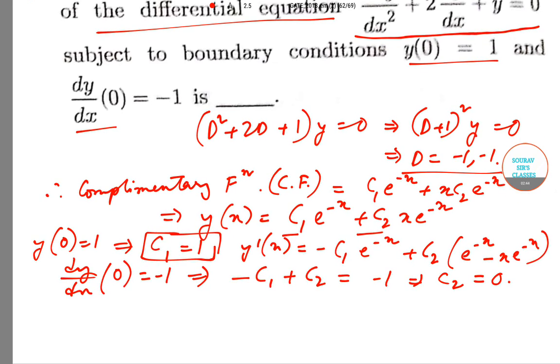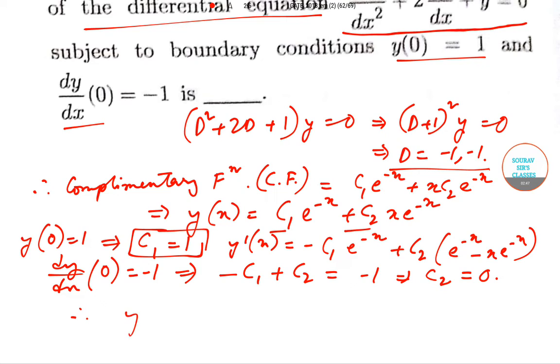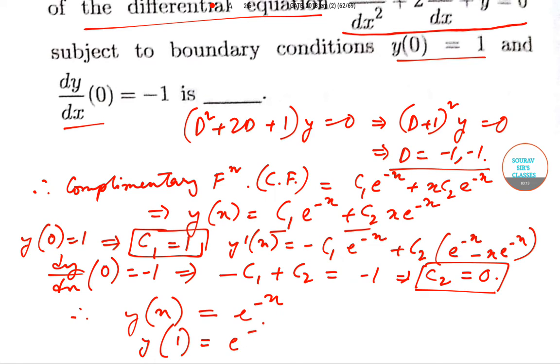So if this is the case, then we can write that y of x is equal to, C1 is equal to 1, so this is equal to e to the power minus of x, and C2 is 0. So y(x) is equal to e to the power minus x. So now we need to find out y(1). So y(1) is nothing but e to the power of minus 1, which is equal to 1 by e, and which is equal to 0.368, which is the correct answer.